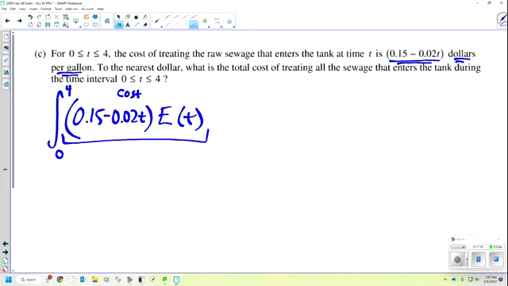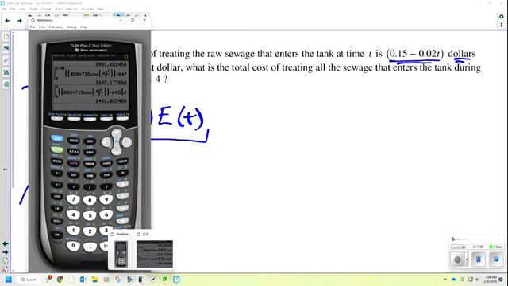And why do I have to include this in here? Because the cost will change depending on the time. And I want to add up all the costs for all that time from 0 to 4. All right? So let's go ahead and put this in our calculator.